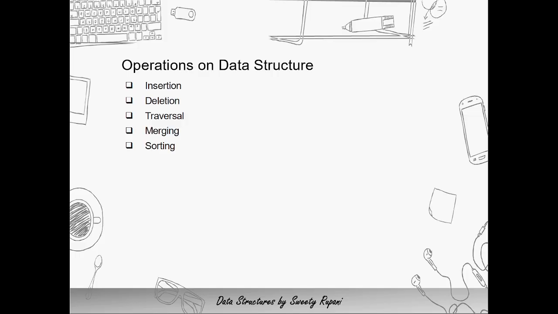Various operations that can be performed on the data structure, overall on all data structures, that is insertion, deletion, traversal, merging, sorting, searching, those all things can be performed on the data structure.